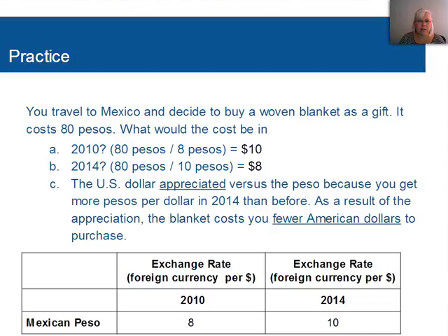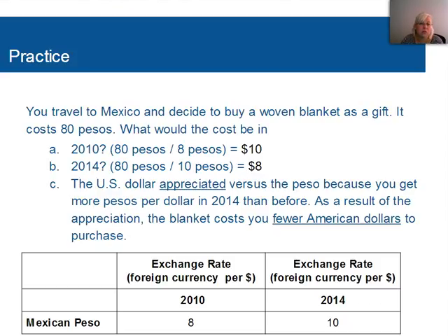So here are some practice problems to look at. On this slide, you have a chart showing the exchange rates for the US dollars in 2010 and in 2014 here at the bottom of the screen. In 2010, the US dollar cost 8 pesos, or you would receive 8 pesos for each dollar you exchanged. In 2014, you receive 10 pesos for each dollar exchanged.